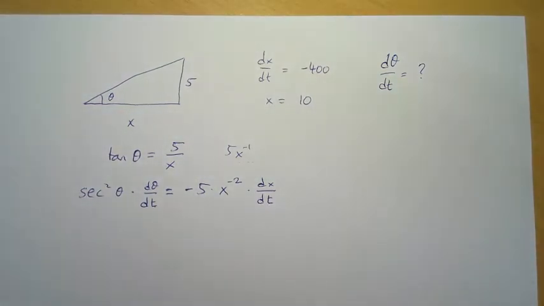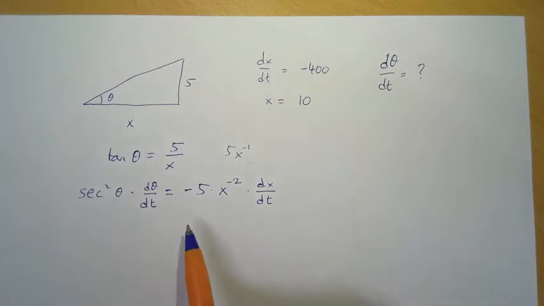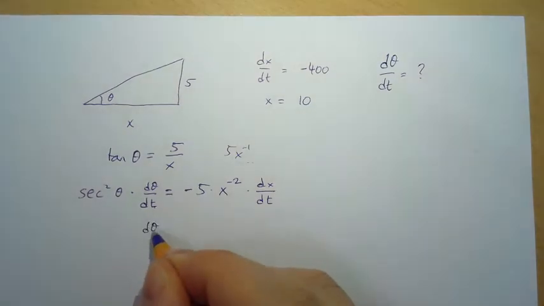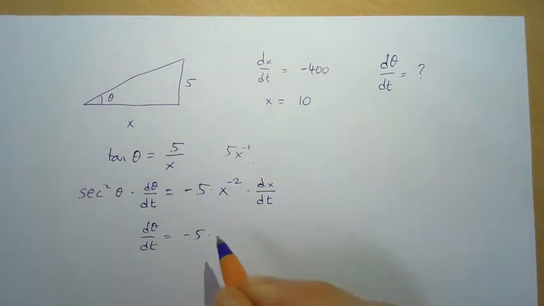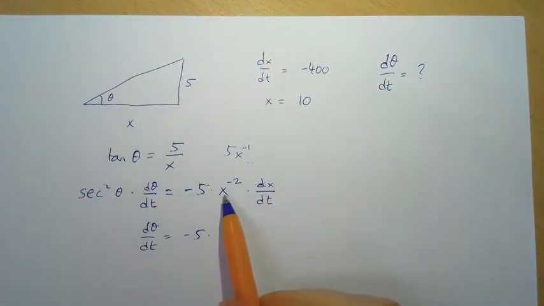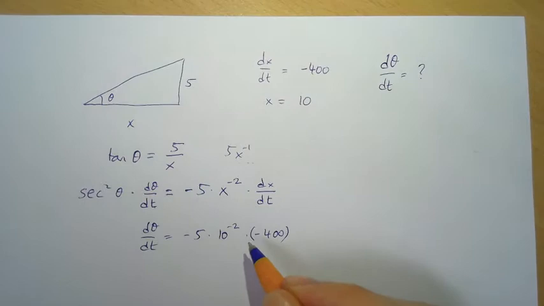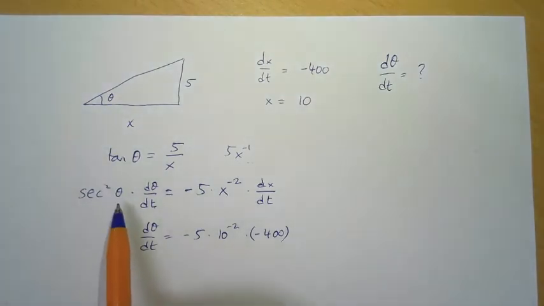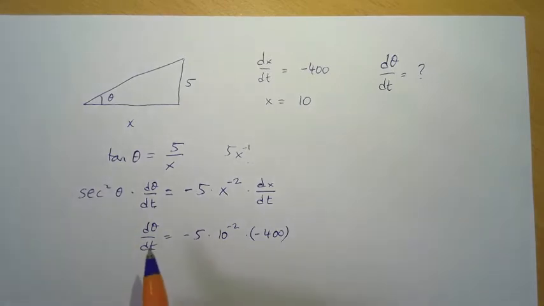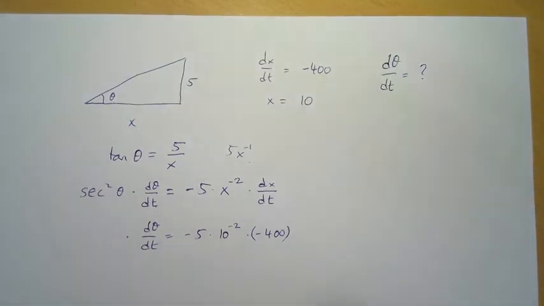So we have lots of letters in here, and we need to now check which ones we know and which one we don't know. This is the one we're looking for, and let's see what I can substitute. Maybe I'm lucky and I already have everything, maybe I'm not lucky and I need to work a little bit more. So d theta dt, negative 5, x is 10, so this is 10 to the power of negative 2, which is 1 over 100. dx dt is negative 400, and then the secant squared of theta. Do I have theta? No, I don't. Okay, that's too bad. I need to make a little extra effort to find theta.